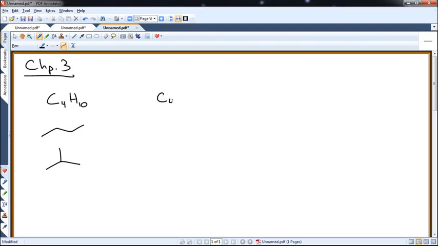What if I gave you C4H8? Now you say, well, I need 10 hydrogens to be an alkane, so this 8 means I don't have full saturation, meaning not every carbon has the maximum amount of hydrogens possible. So I have to have what we call an element of unsaturation.